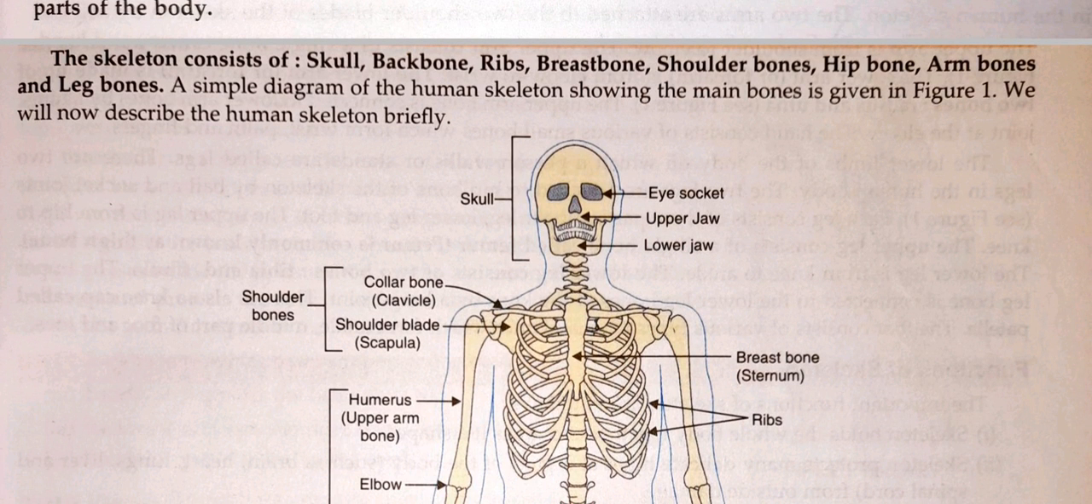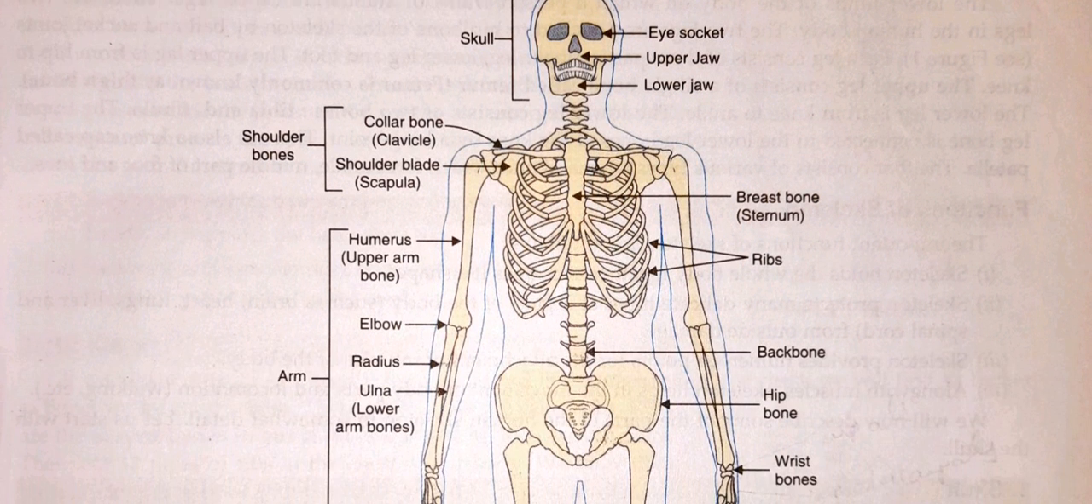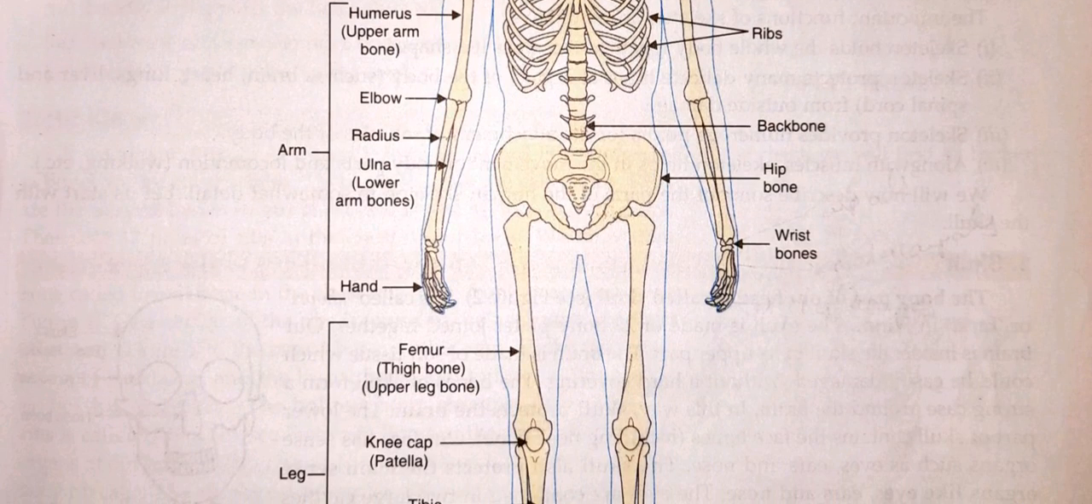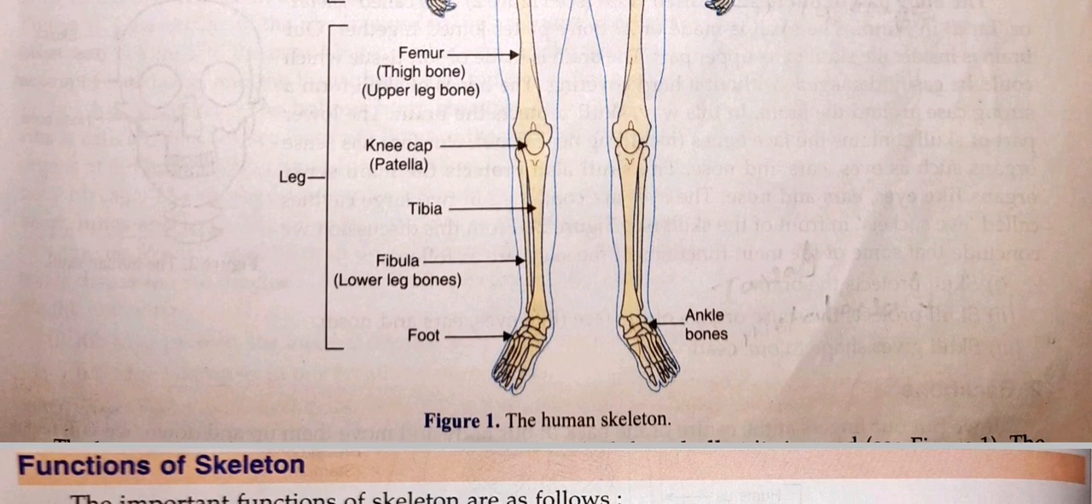See, this is the figure of the skeleton. It consists of the skull, backbone, ribs, breastbone, shoulder bones, hip bone, arm bones, and the leg bones. One by one, we will see all these parts of our skeleton in detail.